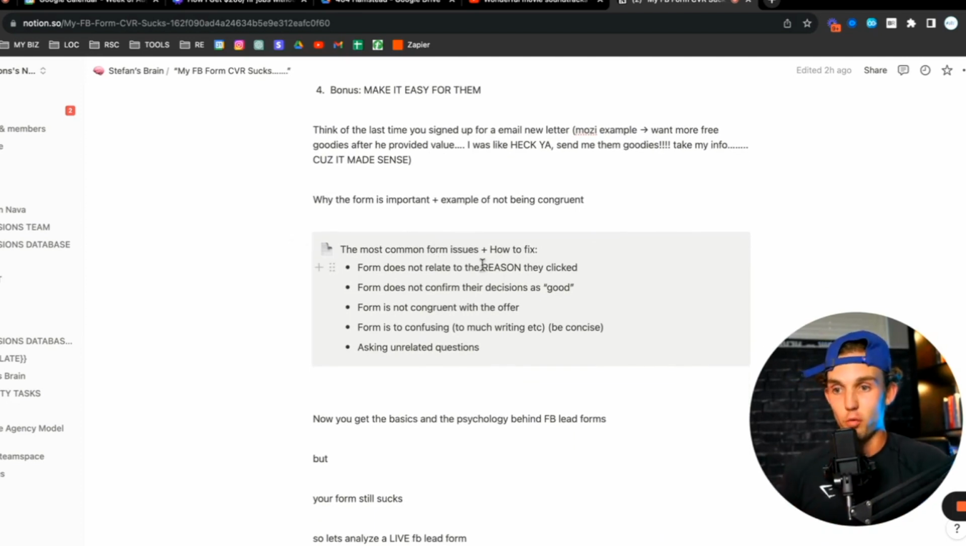So the most common form issues that typically will arise are, first, your form does not relate to the reason that they clicked. For example, if you had an ad with a bunch of hot girls on it, you're going to get a lot of guys clicking to see more hot girls. And if the guys then see a form asking for their information to buy bikinis, they're going to leave, because they don't care about the bikinis. They only cared about the hot girls. So we have to make sure that the reason people click on the ad to learn more is the reason that they want to fill out the form.